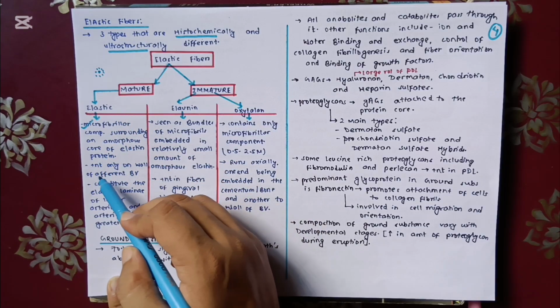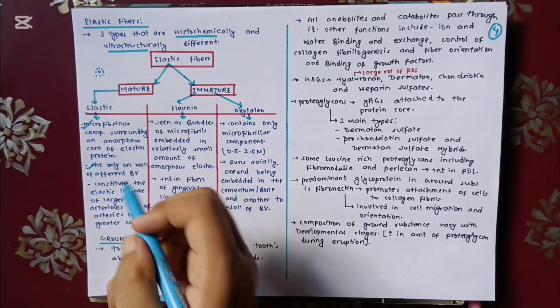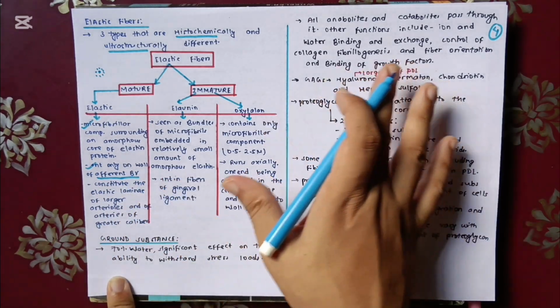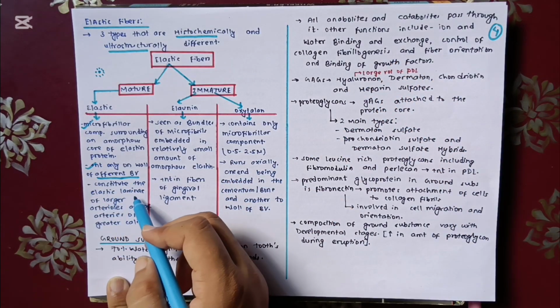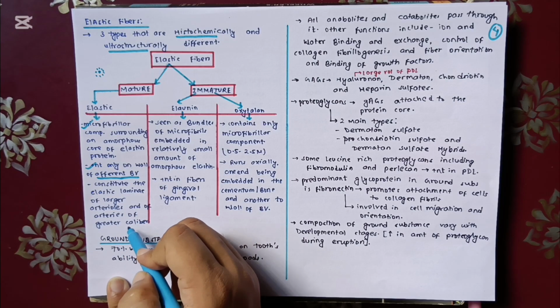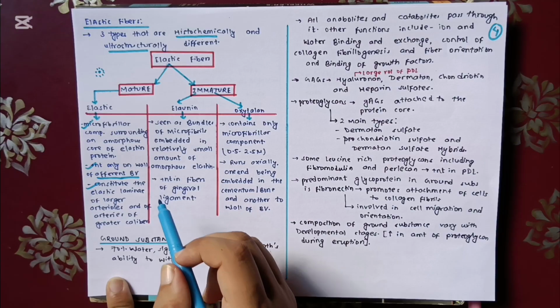Another point: it is present only on the walls of the afferent blood vessels. This is very important. It constitutes the elastic lamina of the larger arterioles and of the arteries of greater caliber. This is another point of this elastic fiber.